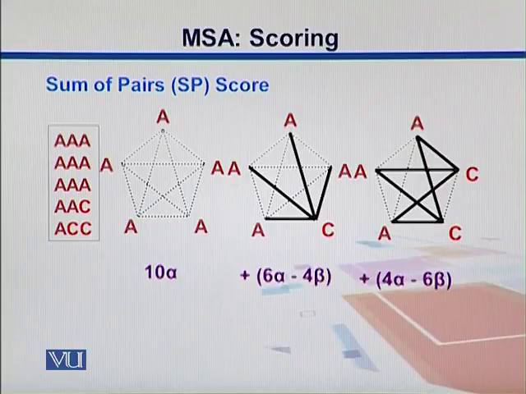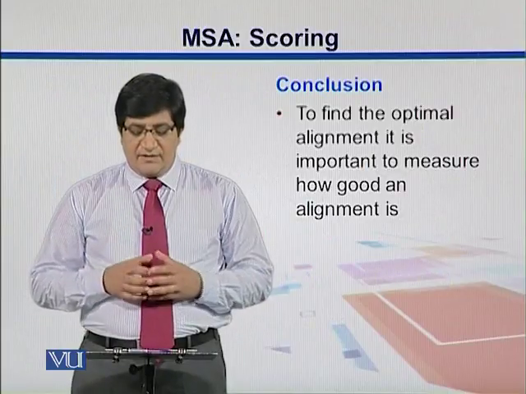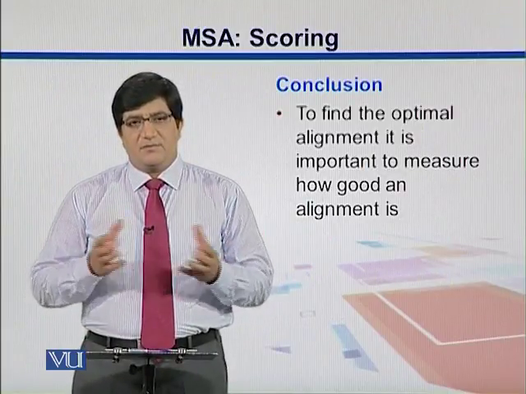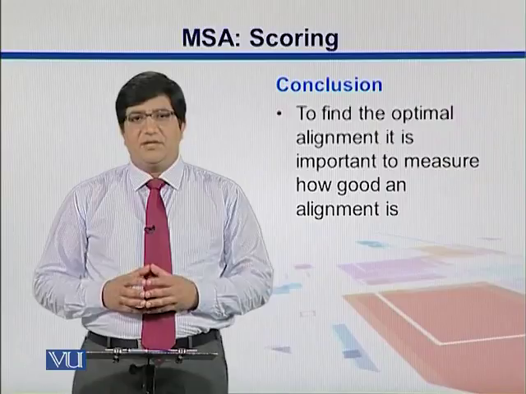You come up with your scoring schemes, whatever you have defined, and you put them into your matrices, but overall the relations or formulas go like this. And what about the overall alignment score in this case? We have 20 alphas, 20 match scores, minus 10 betas. That will give you the overall score for this alignment. I guess with this example it has become clearer how this sum of pair scoring is done. So in order to find the optimal multiple sequence alignment, it's important to measure how good the alignment is, and for that we need a scoring scheme.